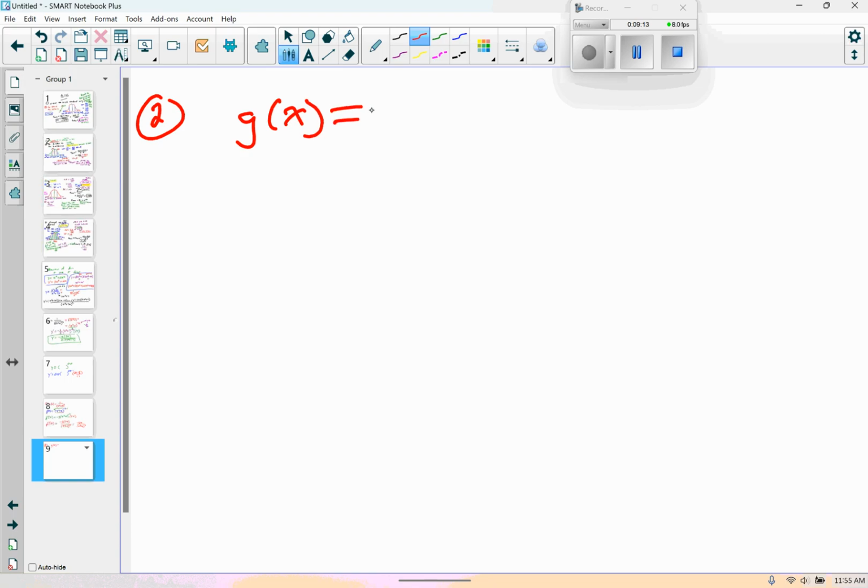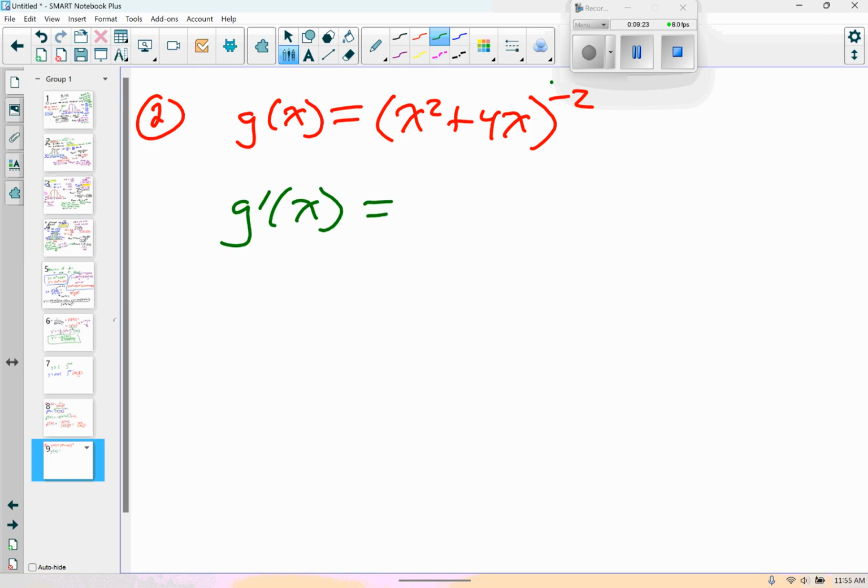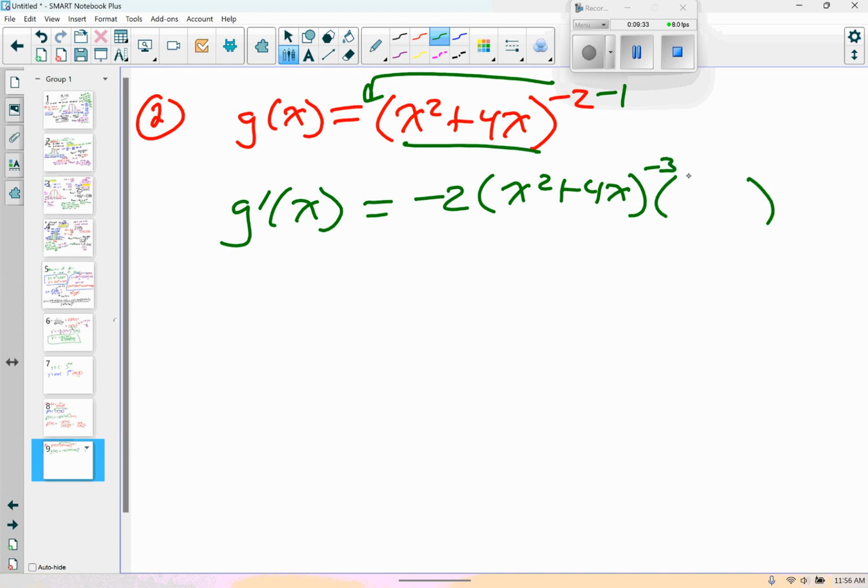All right, this one, we're going to get x squared plus 4x raised to the negative 2. This is our new property. Agree? So g prime, take the derivative. So this comes down front. I get negative 2 out front. X squared plus 4x. This is going to subtract 1 for that, so I get negative 3. Then I'm going to do the derivative of the inside, which is 2x plus 4.